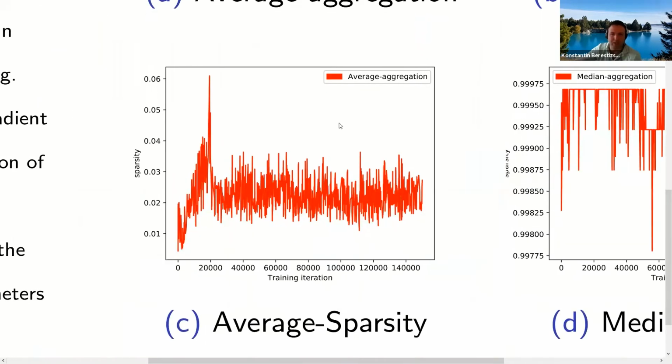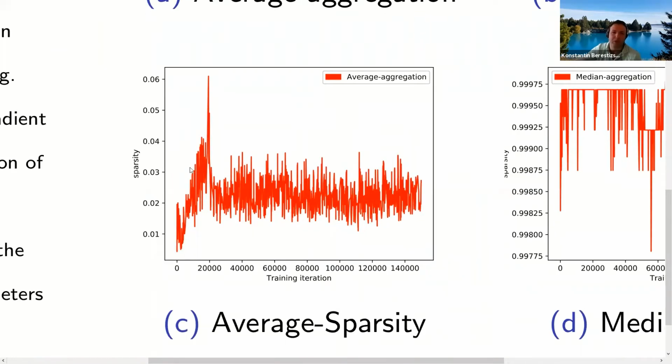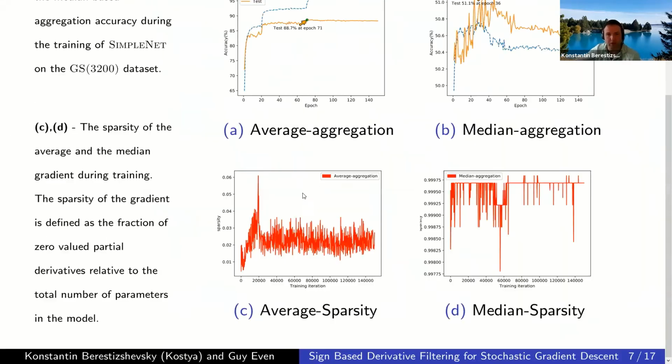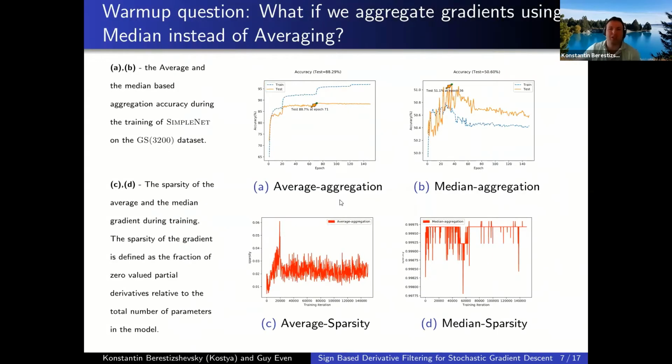Whereas the well-used averaging approach has around 3 to 4% of zeros in it. So it keeps producing non-zero derivatives, which drive the training forward. It causes updates in the model, and we're getting somewhere. We're not stuck at 50%. So this is one interesting observation.